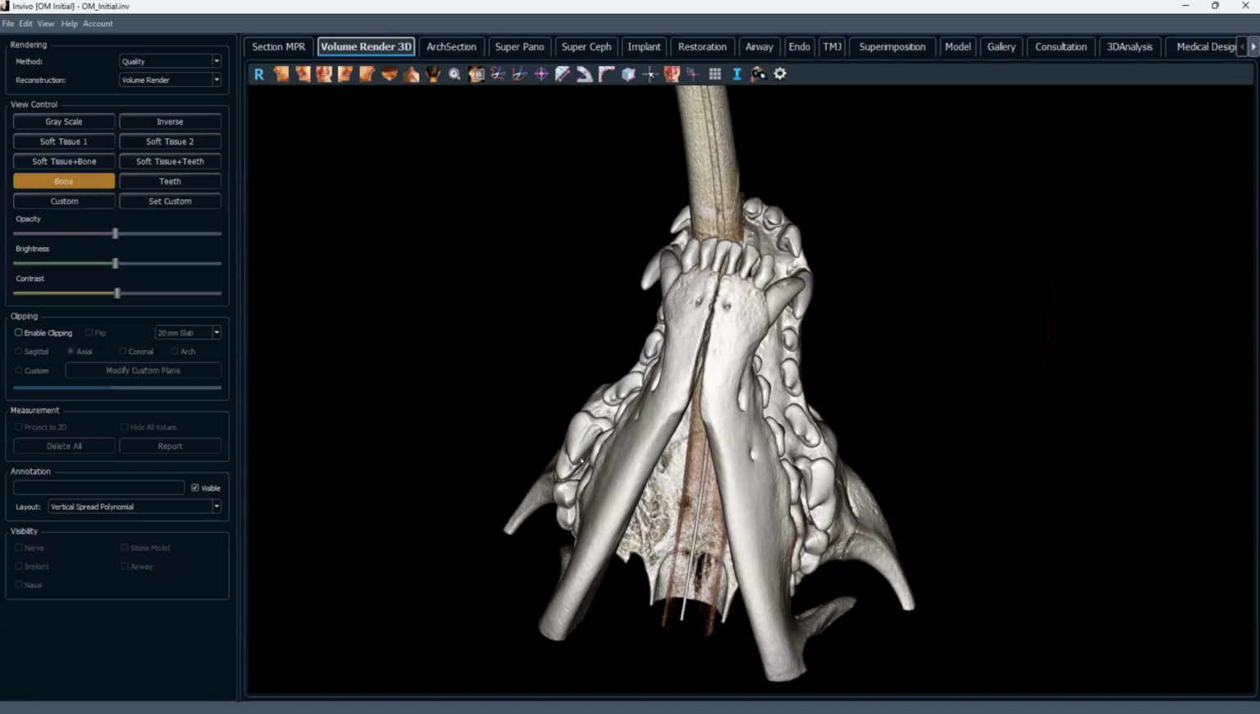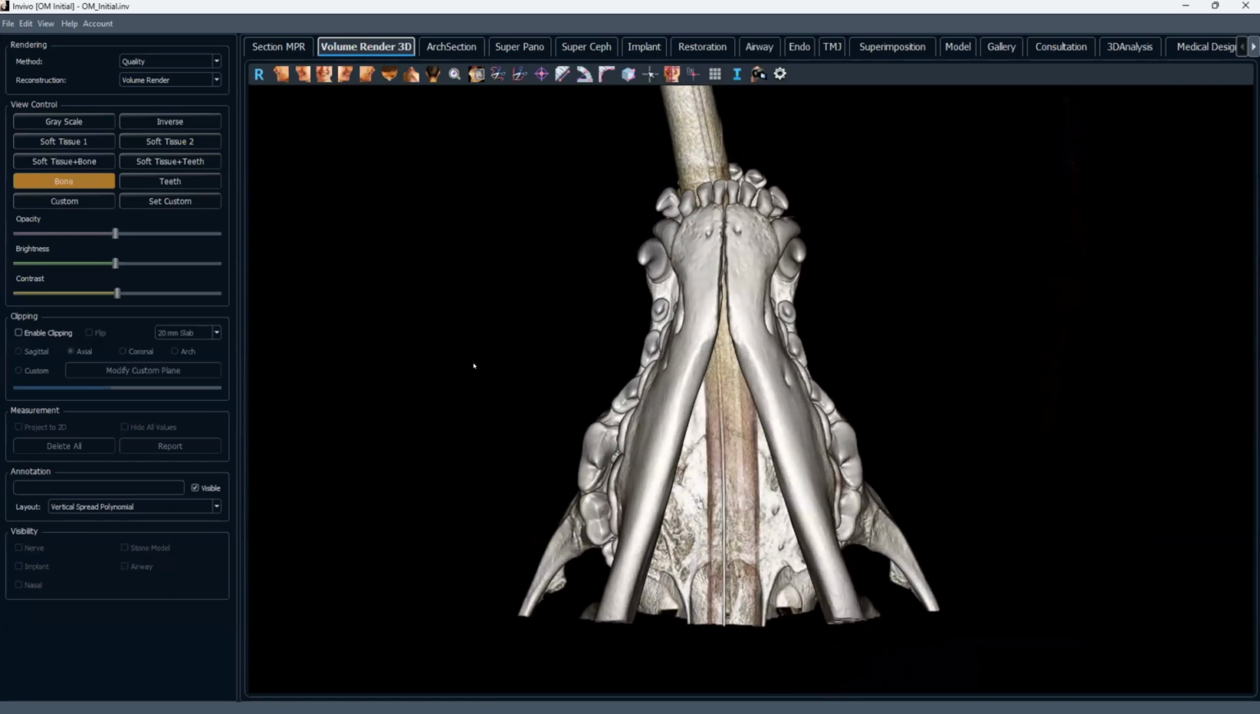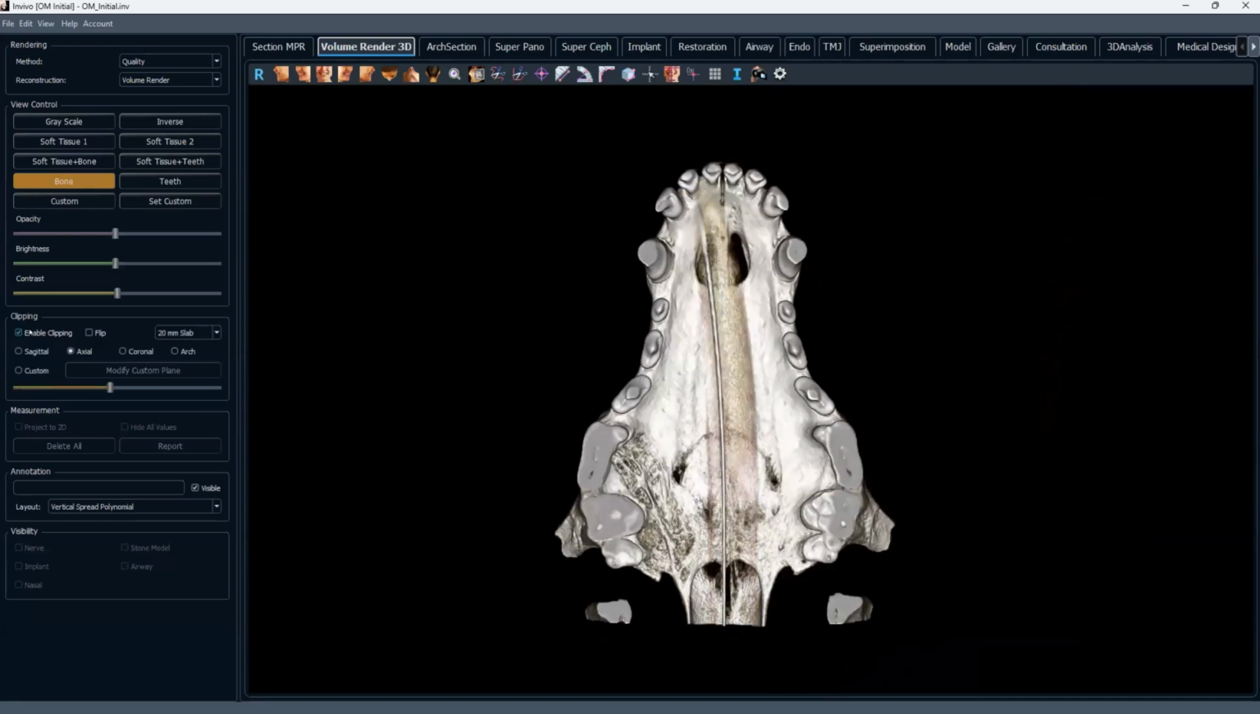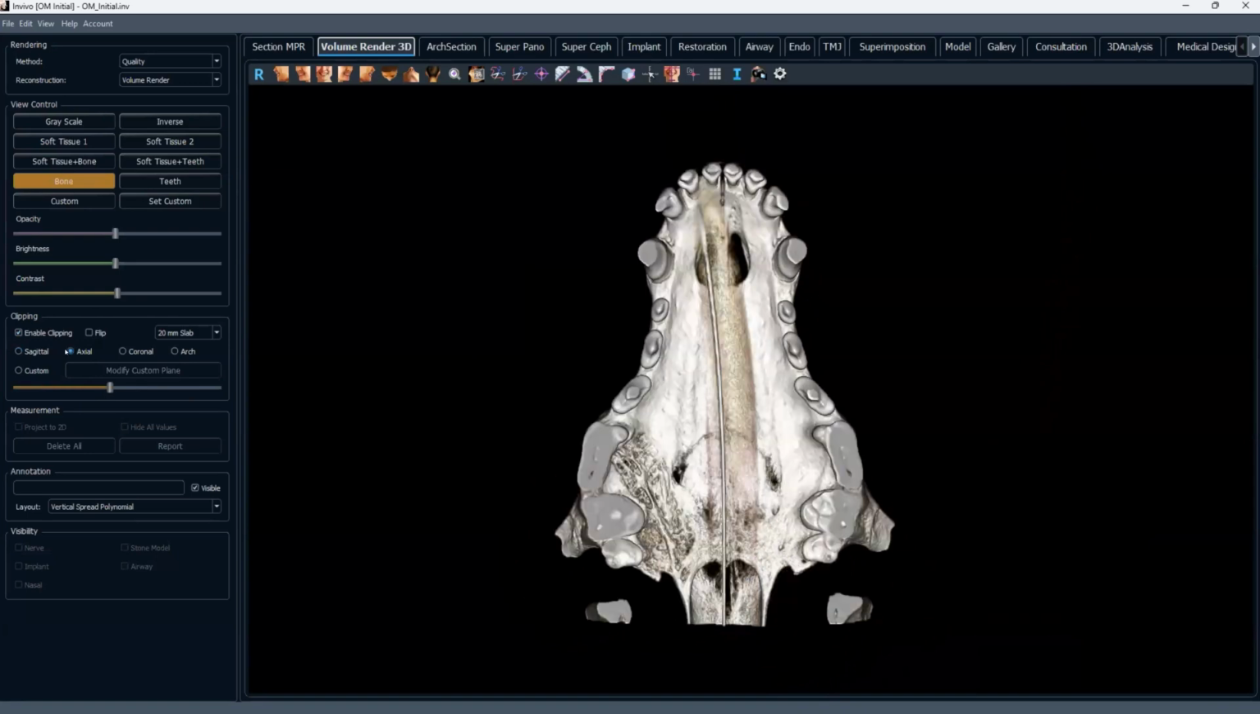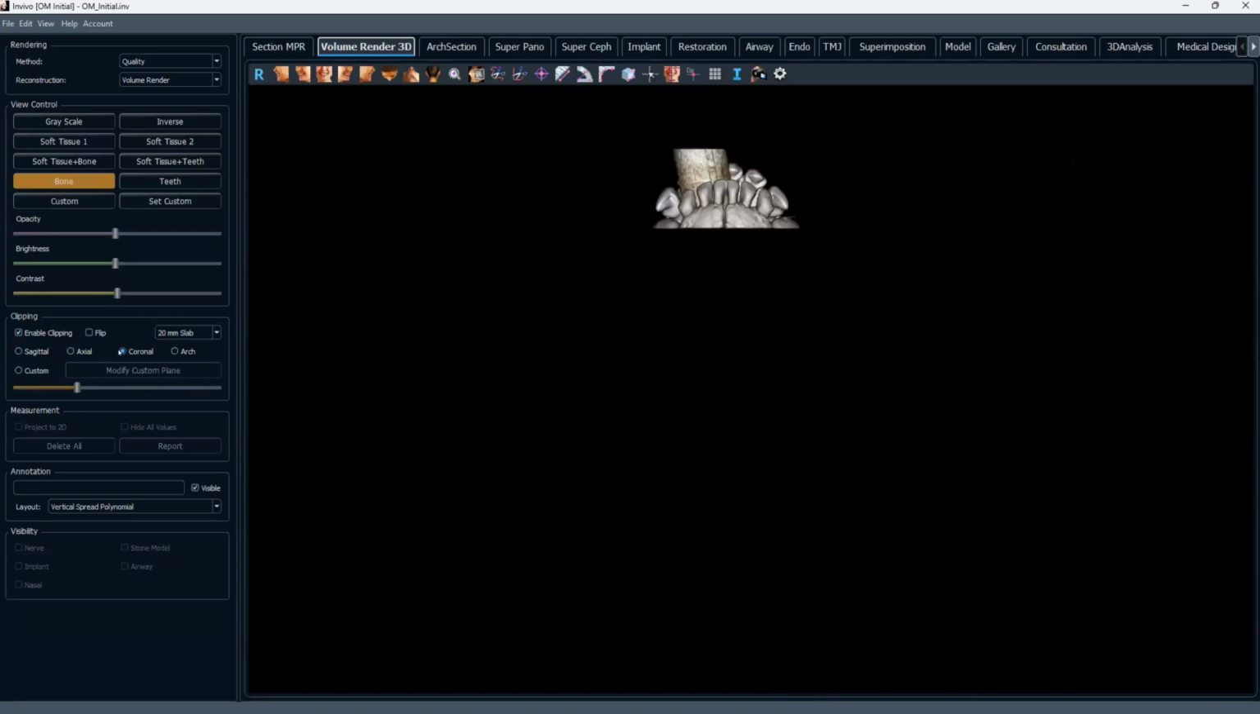So this is where we're going to use some of the other viewing tools. If we put the palate facing us, obviously we've got the mandibles, we've got the endotracheal tube all in our way. So the clipping tools are nice. You can enable clipping, and that allows you to remove a portion of the view in different directions. A sagittal will cut it in half, axial will do it top to bottom, coronal front to back.